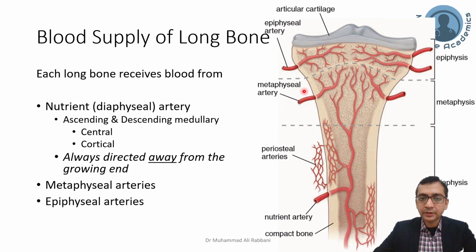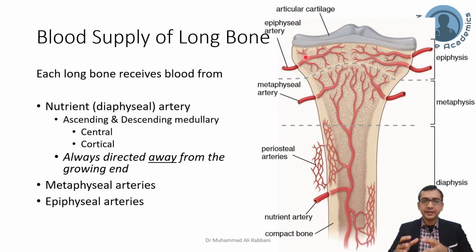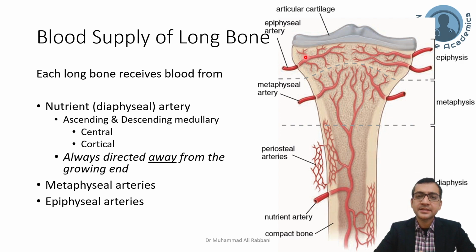Epiphyseal arteries. The metaphyseal arteries and epiphyseal arteries do not have one big entry point. They are usually coming, especially the epiphyseal arteries, from the arterial anastomosis around the joints. As you go on and study gross anatomy, you will see that most of the joints have very extensive arterial plexi around them, and these are the branches from those anastomoses, and they enter the epiphysis through many small foramina.